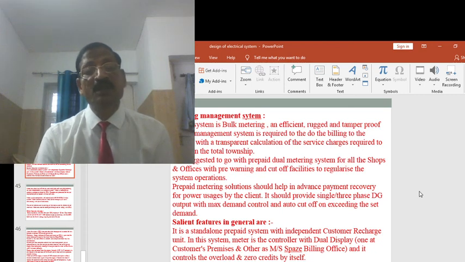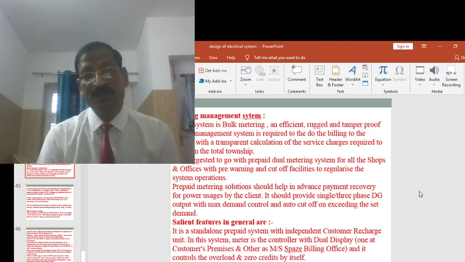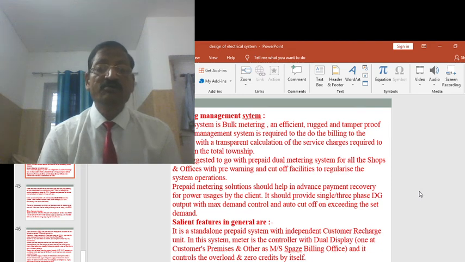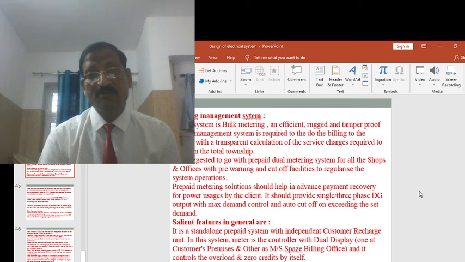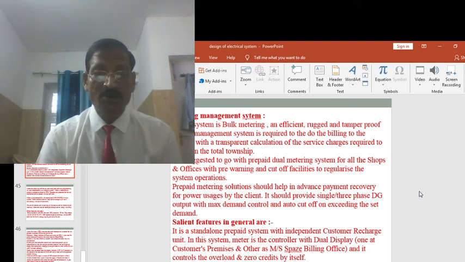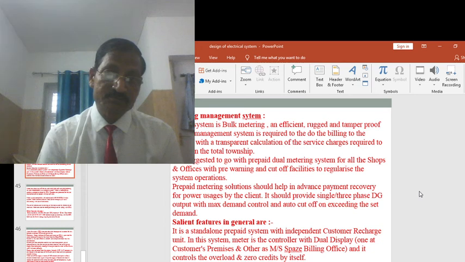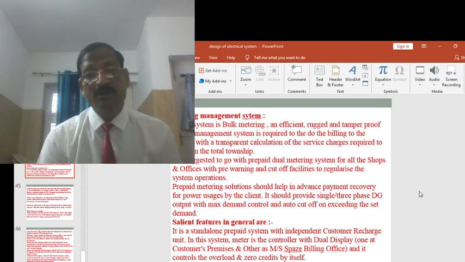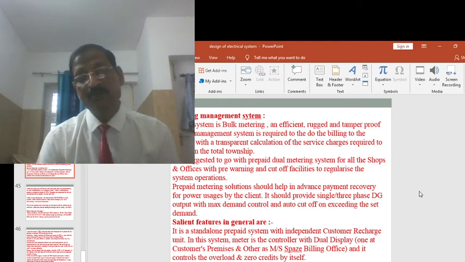Metering management. Whether it's a commercial building or residential building, when we give supply to different flats and offices from the meter panel, we have to check the meter system, what are the meter readings. We take the bulk supply and distribute to all tenants. We are using a dual metering system because it gives the reading for the grid supply as well as for the DG supply.